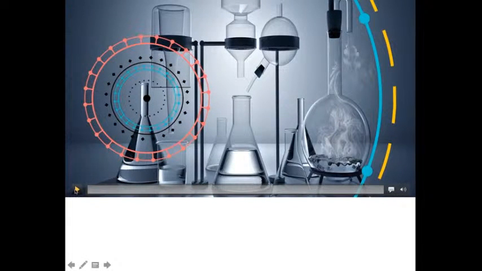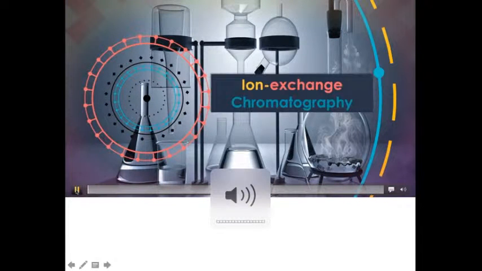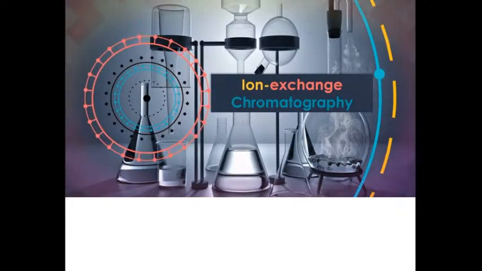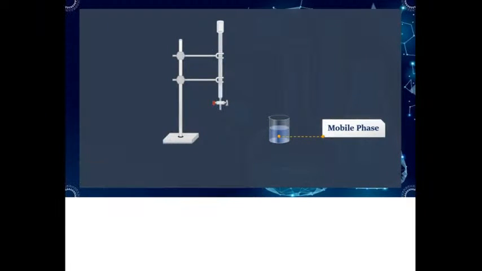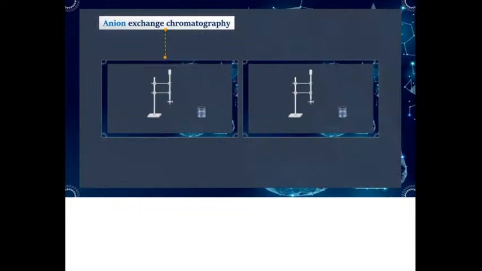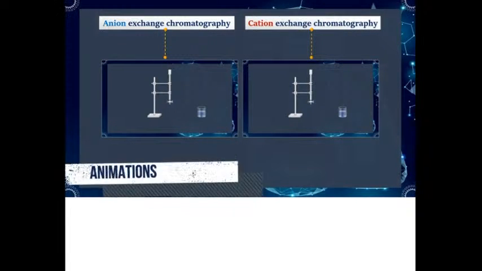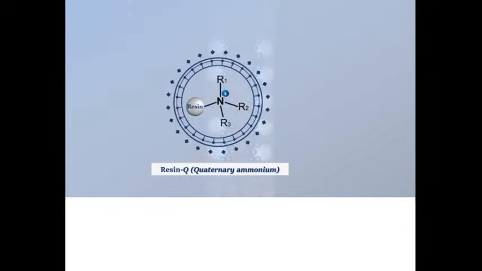So let's start with another video with ion exchange chromatography. Ion exchange chromatography is a chromatography process that allows the separation of ions and polar molecules based on their charge. As with other forms of chromatography, in ion chromatography there is a mobile phase, which generally consists of a buffer solution, and a stationary phase which consists of a matrix that contains charged ionizable functional groups. This type of chromatography is subdivided into anion exchange chromatography and cation exchange chromatography. In anion exchange chromatography, negatively charged molecules are attracted to a positively charged solid support, which is usually beads that provide a positively charged surface, such as resin quaternary ammonium.